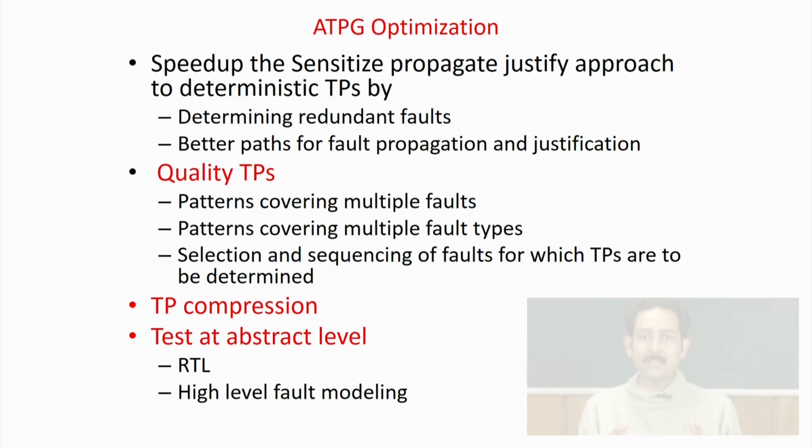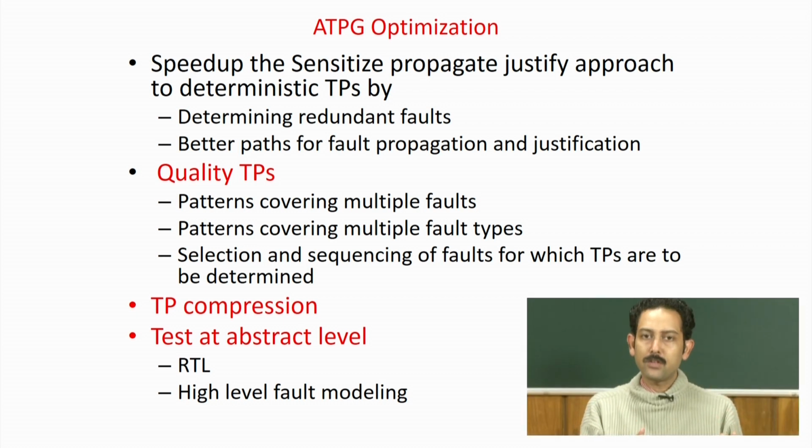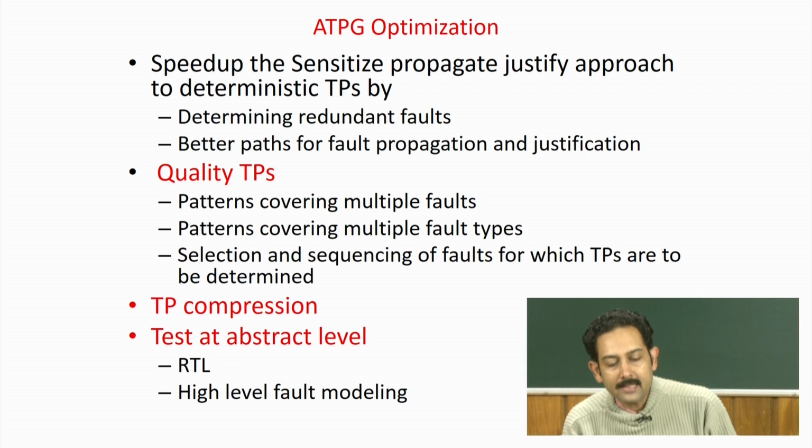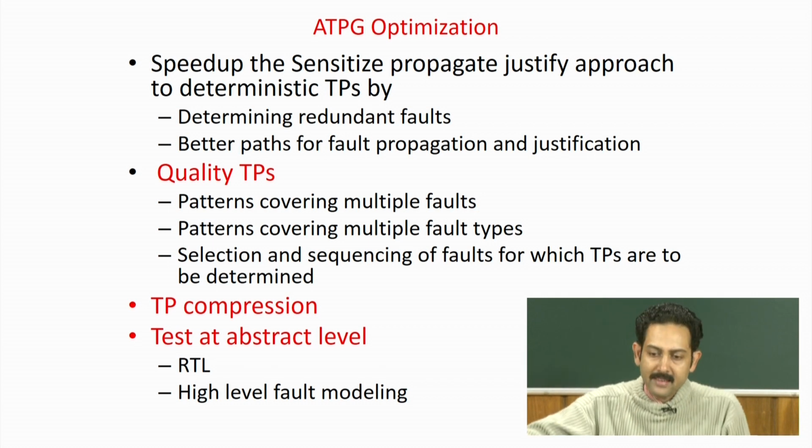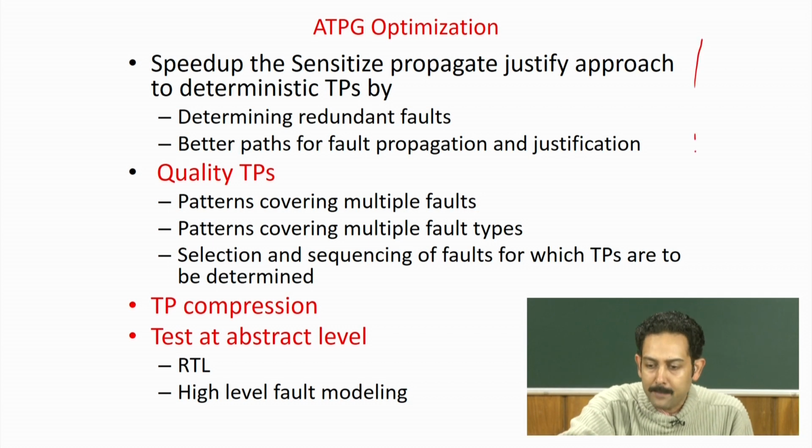As already discussed, optimization in the context of this course is to look at the aspects required for modern day complex circuits, which cover systems of systems like system on chip, NOCs, multiple cores on a single die. So, what are the steps for automatic test pattern generation optimization? One of the basic ideas is to speed up the ATPG approach.